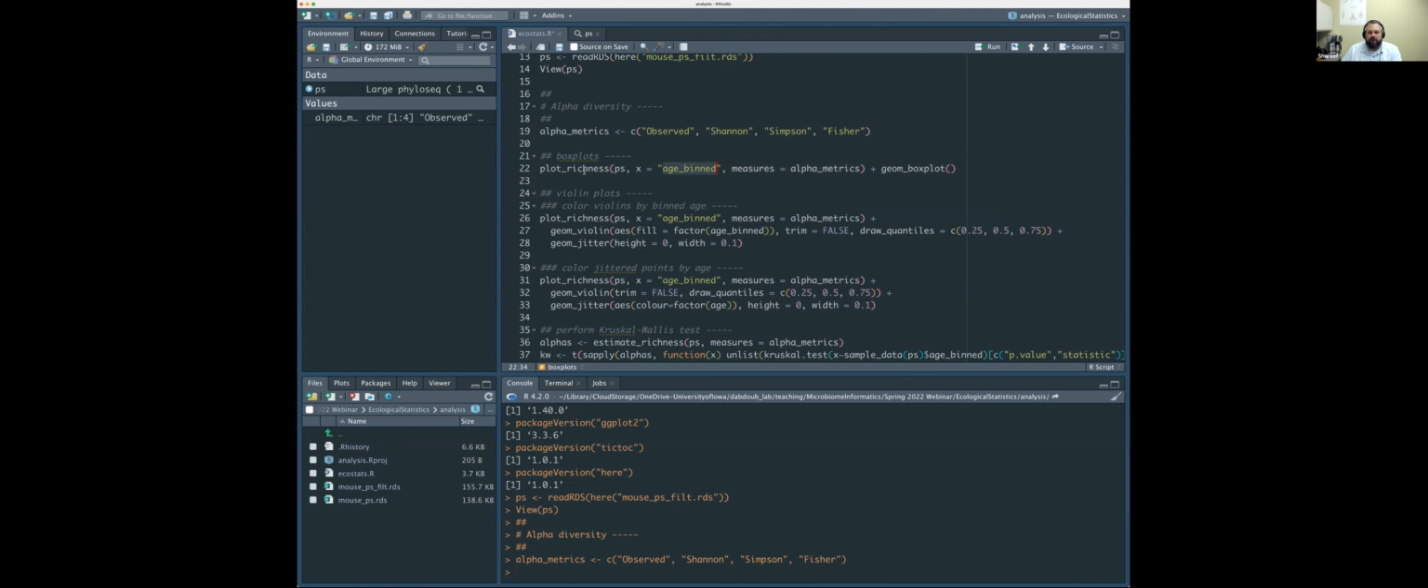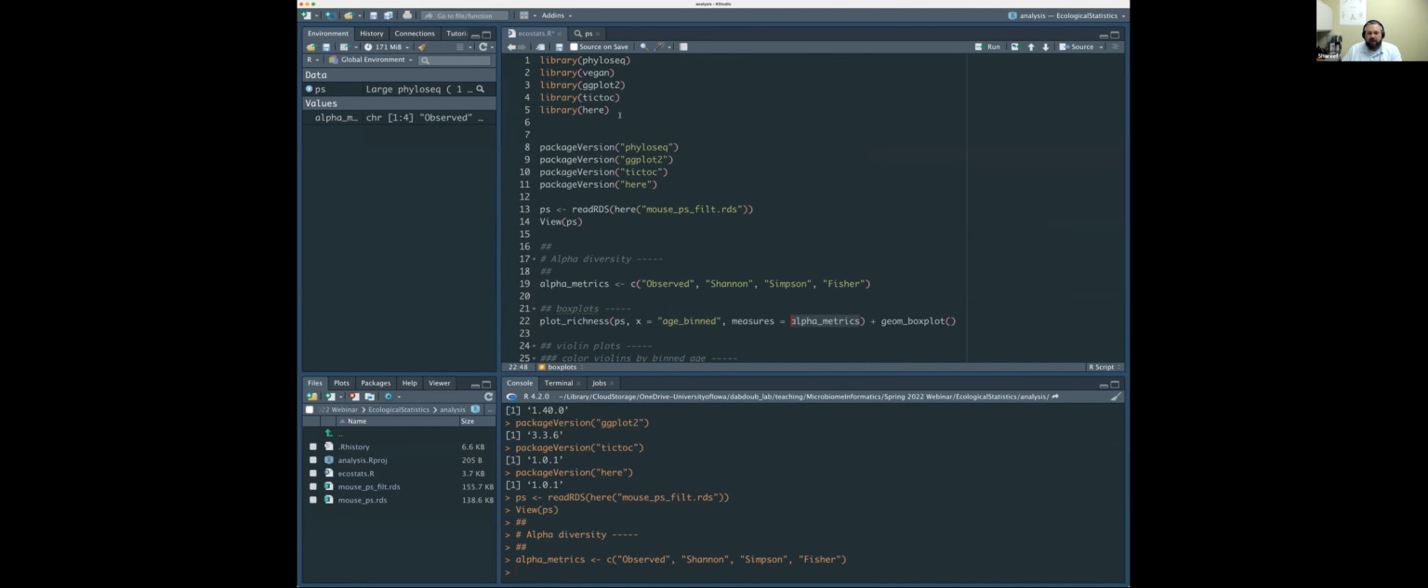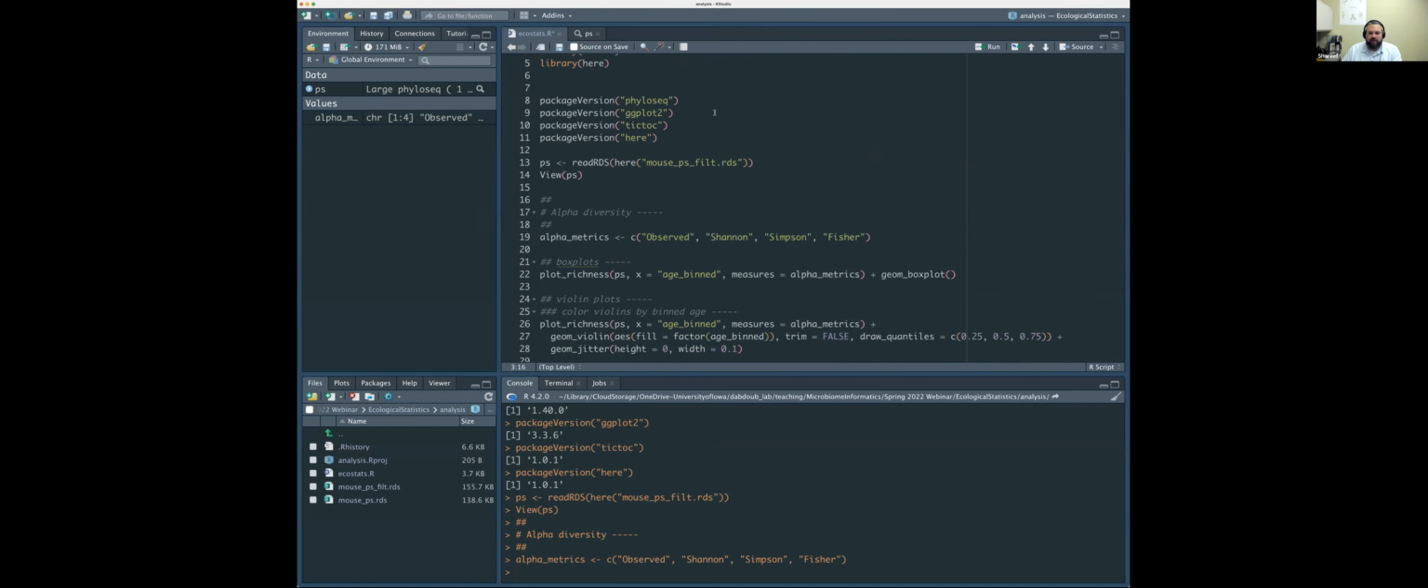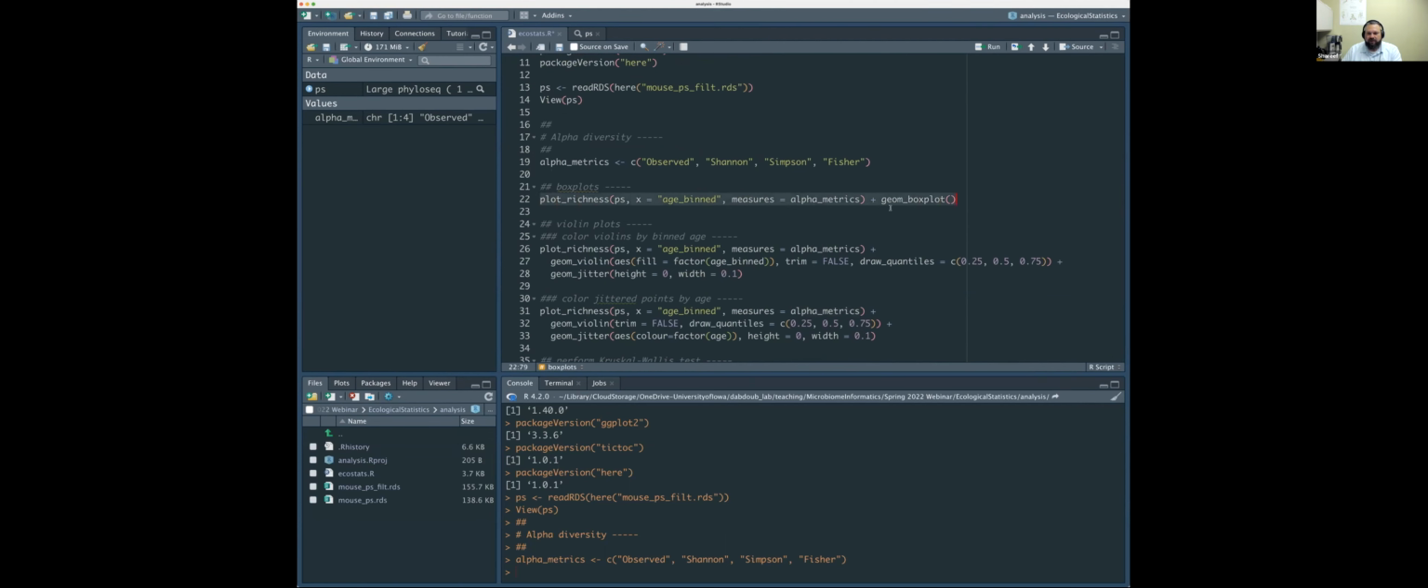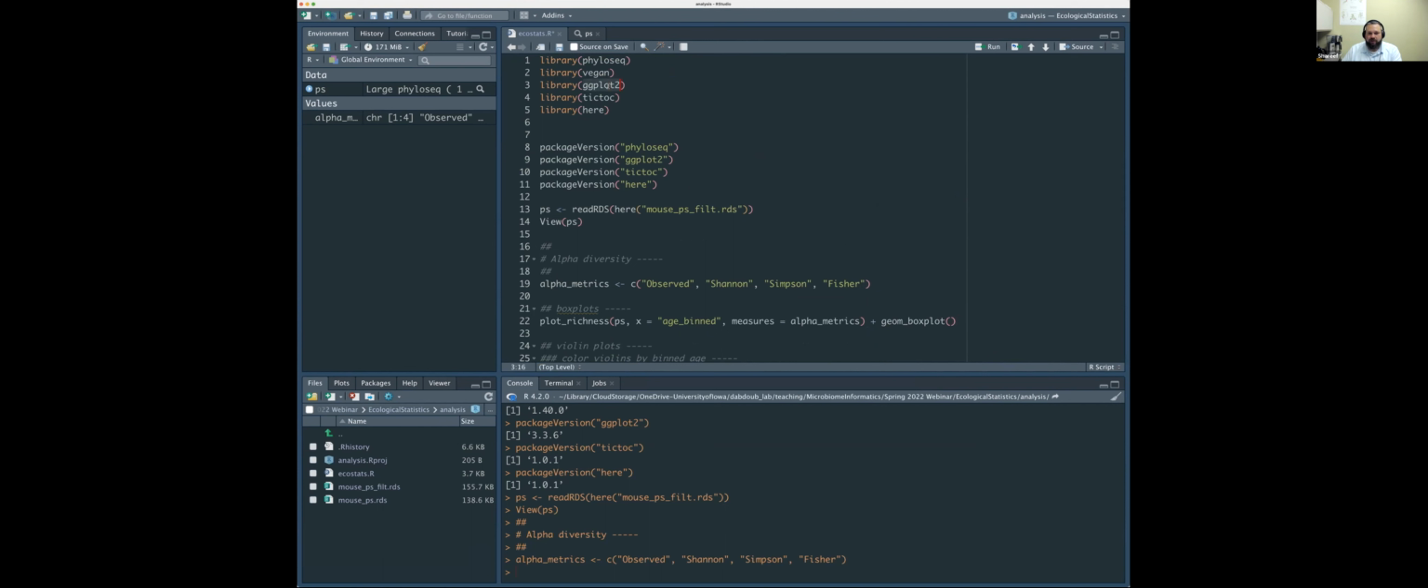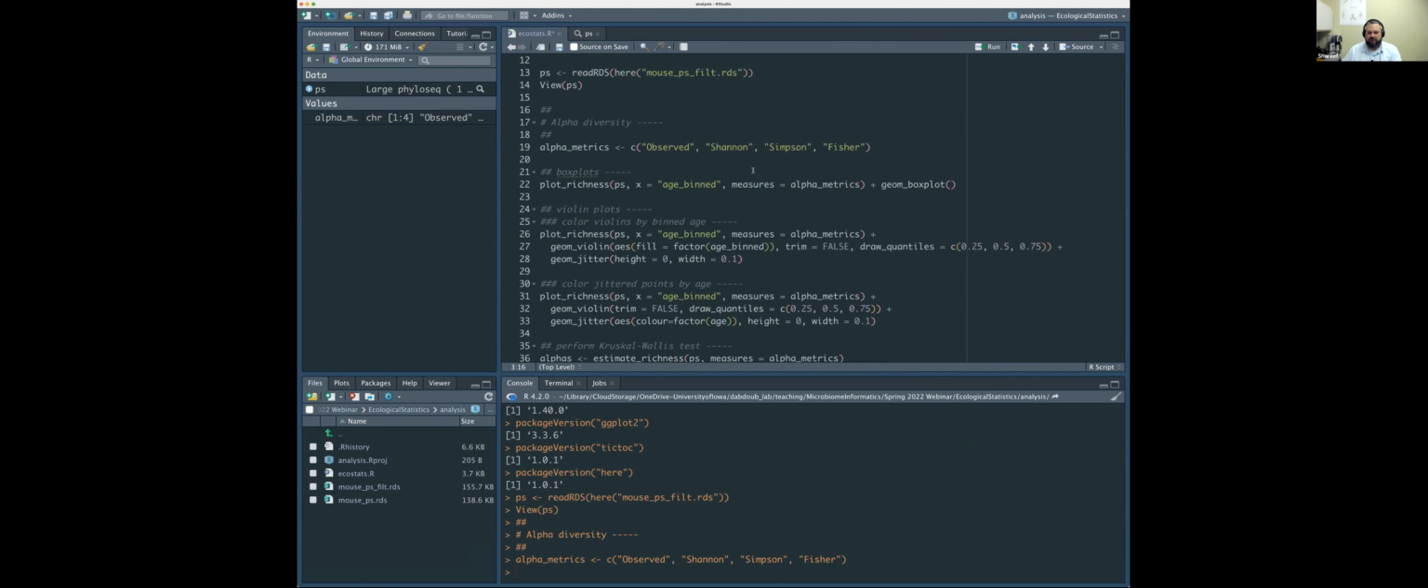And so the plot richness function takes a grouping and one or more alpha diversity metrics and returns a ggplot2 object. Now this is important because this line here is using a plus and this geom box plot. So it's important to know some things about how ggplot2 works. I'm not going to go into it, but if you're doing any visual exploration in R, understanding how ggplot2 works is very useful.